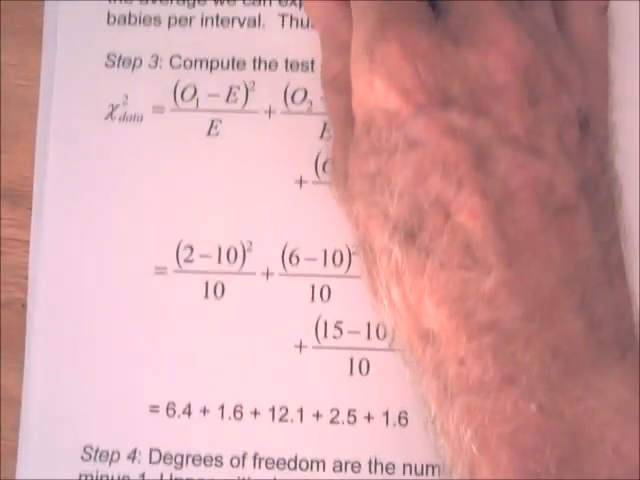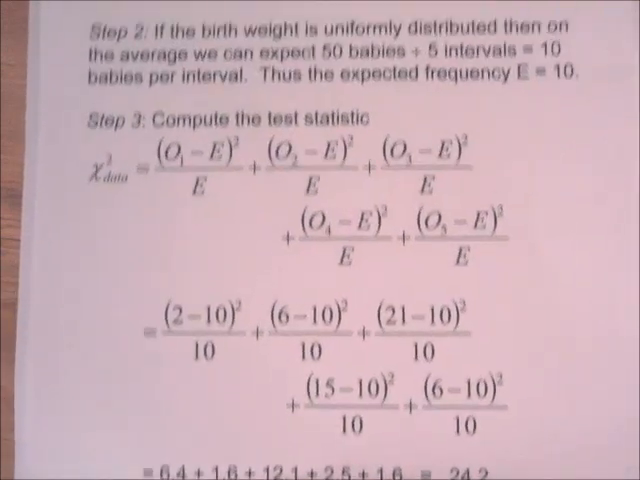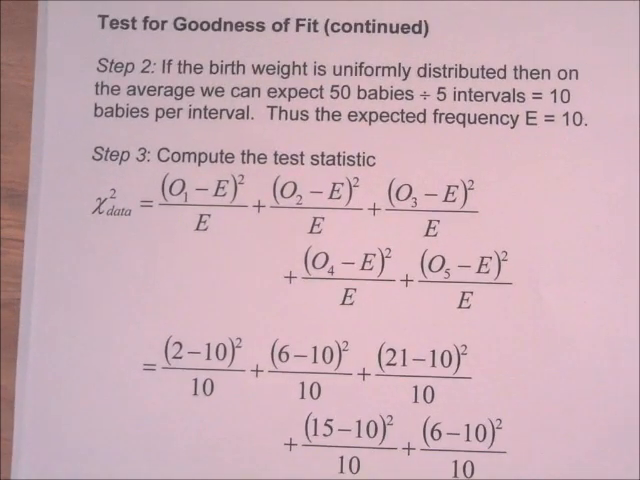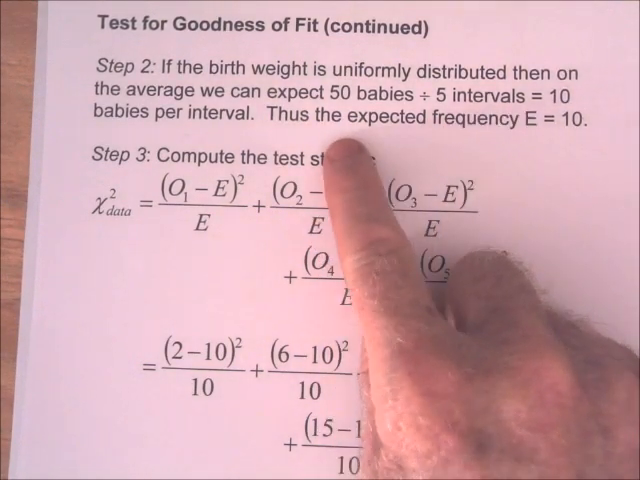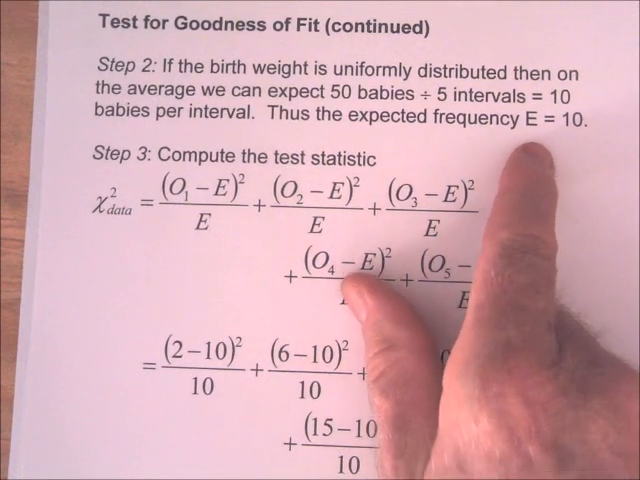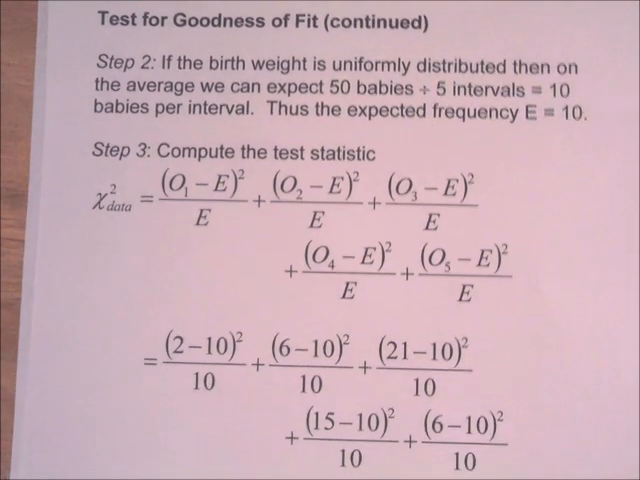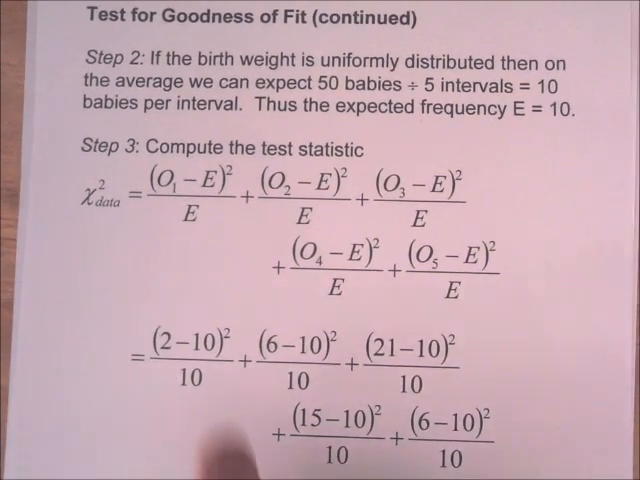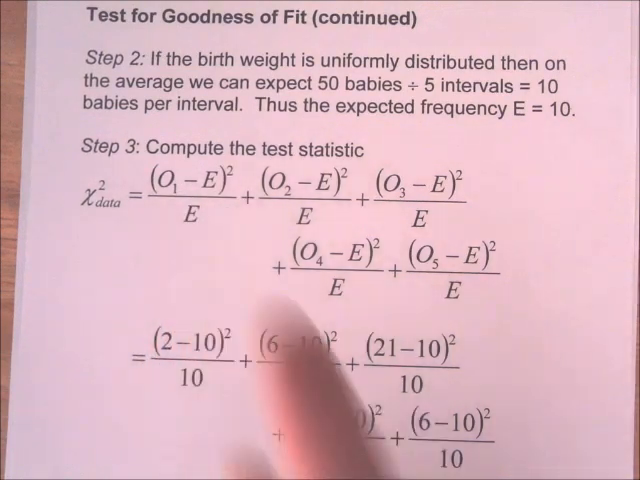Step 2: assume birth weight is uniformly distributed. Then on the average we expect 50 babies divided by 5 intervals to be 10 babies per interval. So the expected frequency is 10, E equals 10. That's the expected frequency. And then step 3, compute the test statistic. It's each observed minus the expected, square it, divide by the expected.